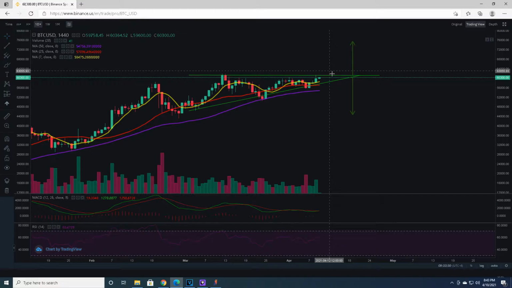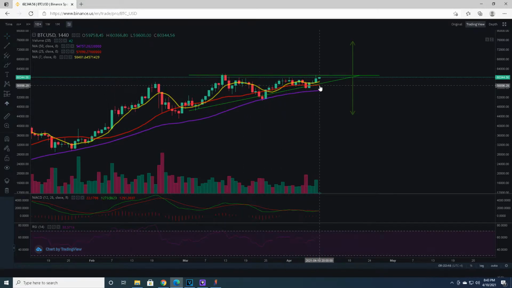So guys, that is an ascending triangle. Again, you're going to have a resistance level that is flat, completely horizontal. Let me start that over. You have a resistance level that is horizontal and flat. You have a support level that is dynamic and moving up.